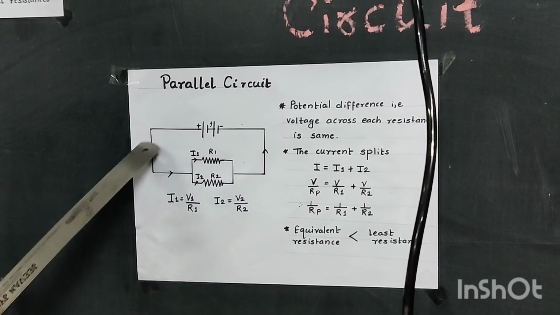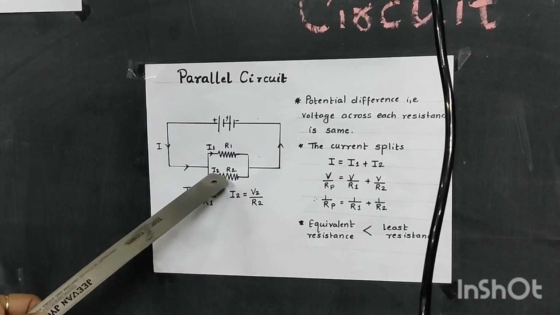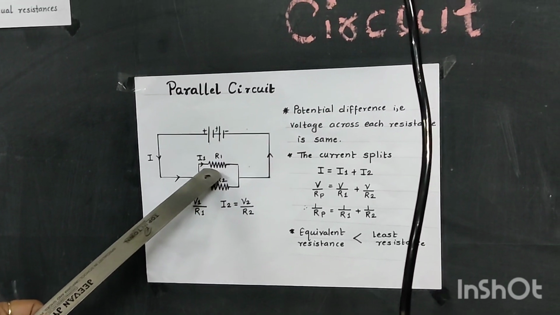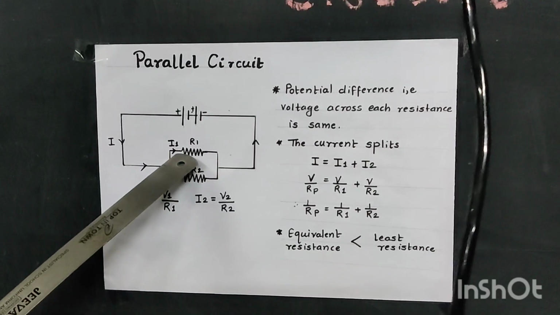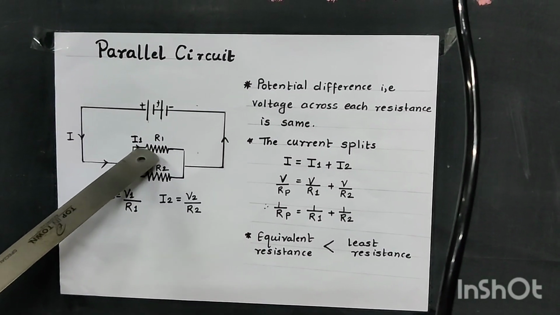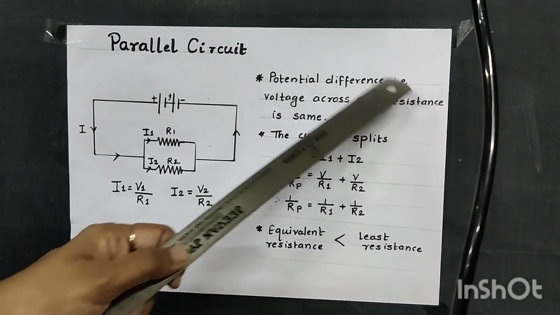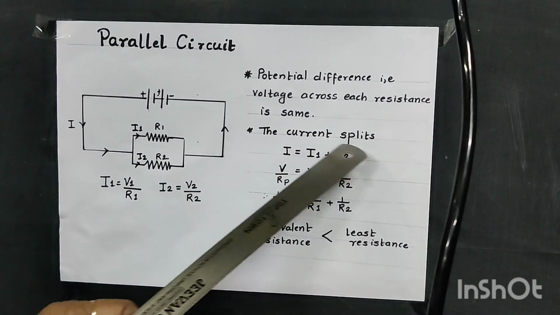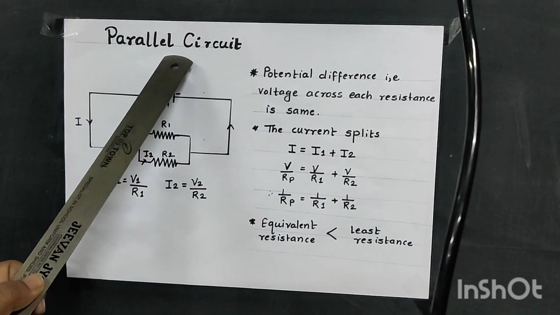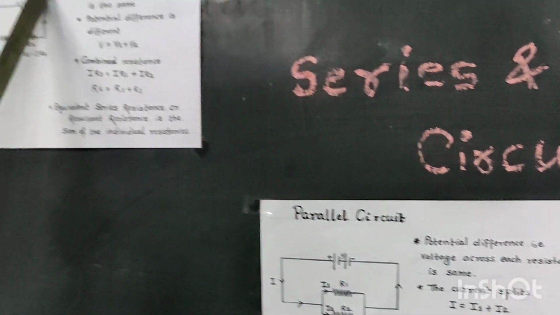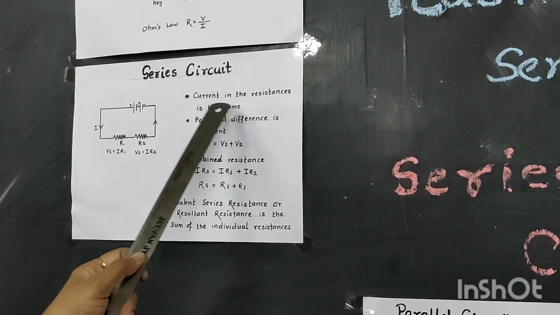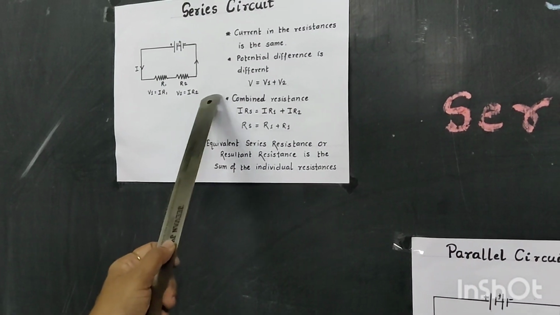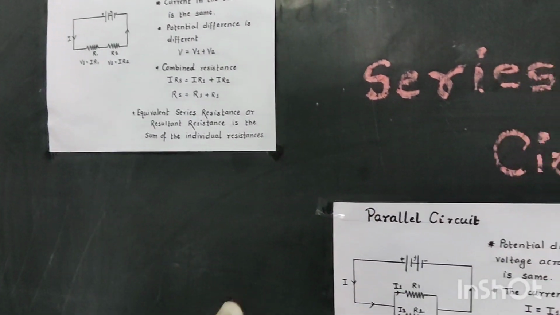As the current flows, it gets divided at these two terminals. But if we measure the potential difference, that is the voltage, by using a voltmeter, it will be equal. So the potential difference, that is the voltage across each resistance, is the same, but the current splits in a parallel circuit. But in a series circuit, the current in the resistances is the same, but the potential difference is different. It is totally opposite of a parallel circuit.